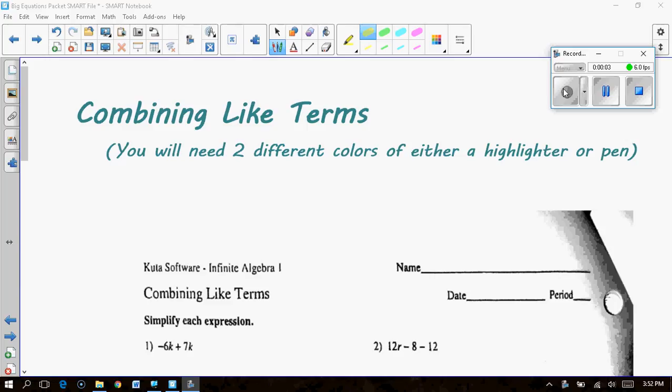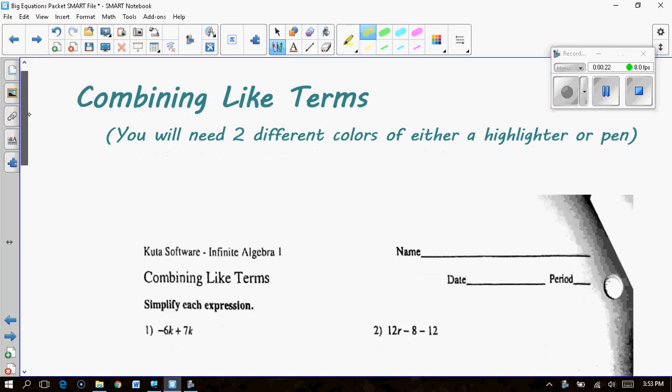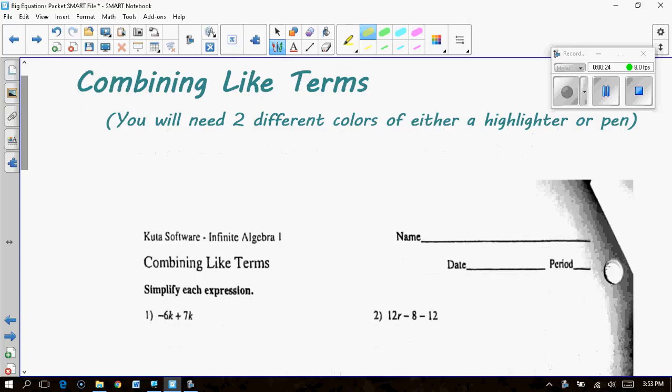All right, this is your video on how to combine like terms. So in your packet, we're on page 25, and you can see the examples below. We have some highlighter colors up here, some pen colors up here. You go ahead right now and take out your own highlighters or pens. It's going to be helpful to have two colors, and you'll see why in just a minute.